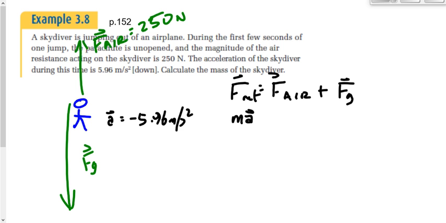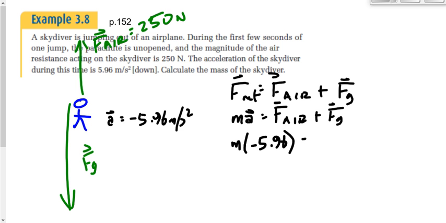Now, if we were looking for the net force, we'd leave that step out, right? But looking for the acceleration or the mass, we've got to include that. Equals F air resistance plus Fg. M, we don't know what M is. A is negative 5.96. Air resistance is 250 newtons upward. Gravity is M times negative 9.81, or you could make it negative M times 9.81. Doesn't matter, as long as that term is negative.